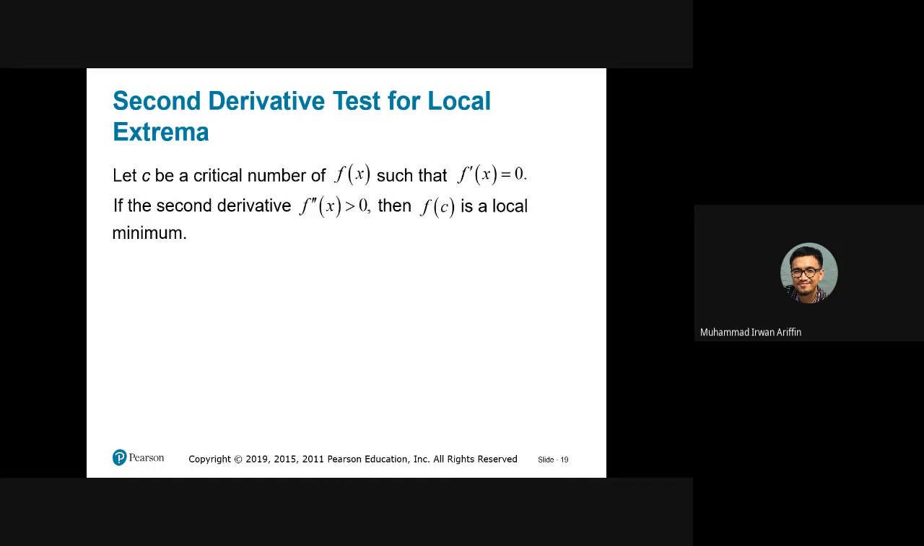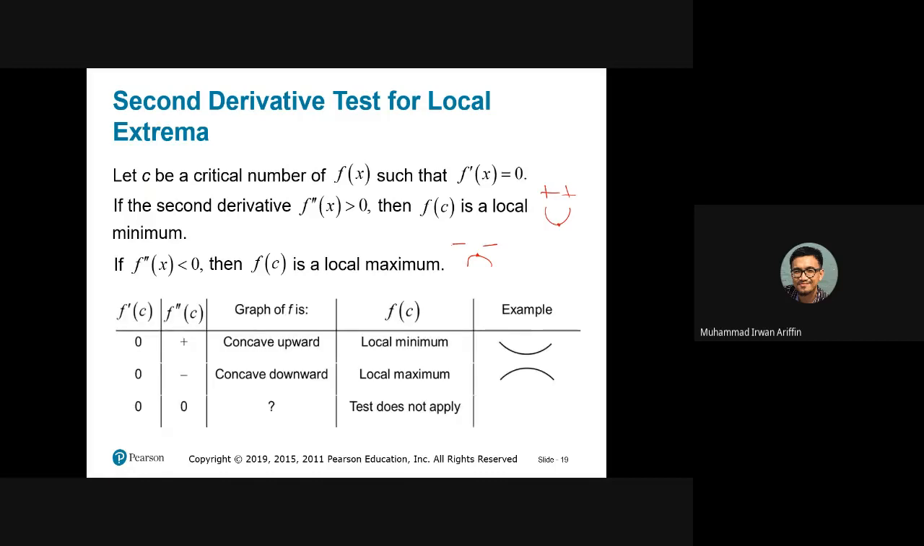So if the second derivative is positive, f of c will be a local minimum, the lowest point. Now, if the second derivative is negative, we have a local maximum, the highest point. This table summarizes the second derivative test.